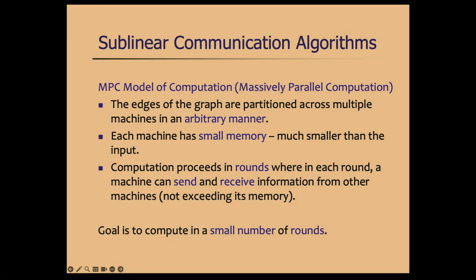Okay, so the computation proceeds in rounds, and in each round, machines can send and receive messages from any other machine, but the constraint is that the total amount of communication a machine participates in a round is upper bounded by the memory of the machine. Okay, so the amount of communication is not arbitrary. So once again, no machine is in a position in one round of communication to simply learn about the entire input graph. Okay, and the goal is to compute in a small number of rounds of computation.